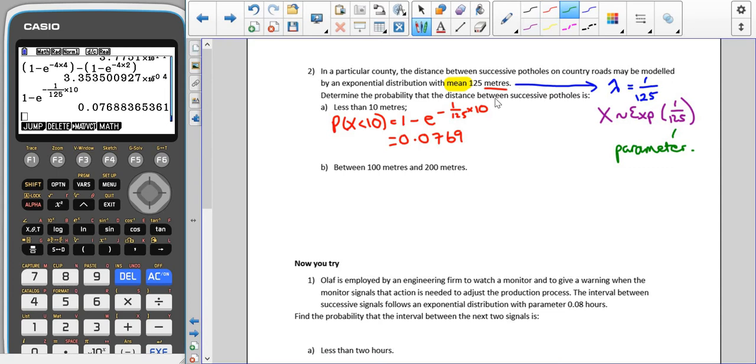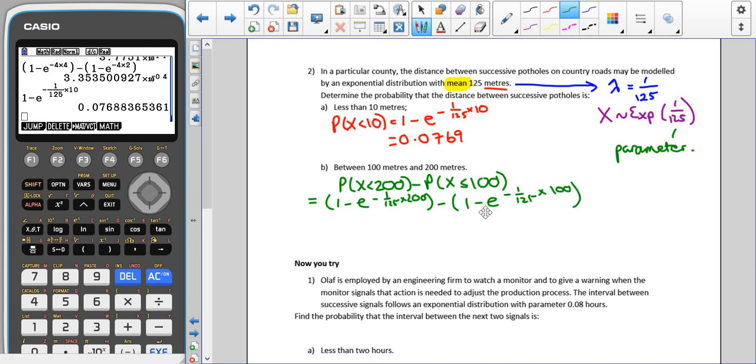So B, again, very similar to part C. So we're going to have the probability of x being less than 200 minus the probability of x being less than or equal to 100, because it doesn't say inclusively, but as I've said before, that won't make a difference. So that means that we'd have 1 minus e to the minus 1 over 125 times 200, minus 1 minus e to the minus 1 over 125 times 100. And like I said, this last set of brackets here is very important. You need to make sure you've definitely got those.